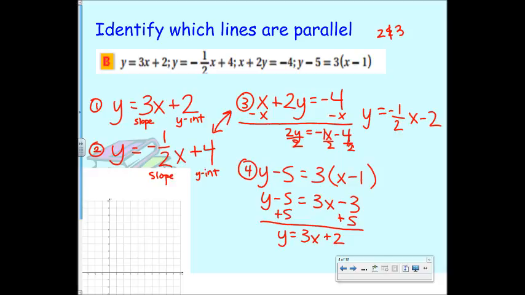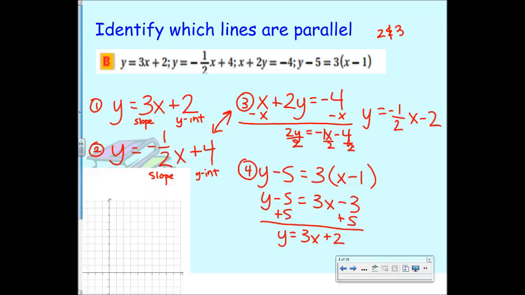I want to say 1 and 4, but there's a problem. The y-intercept can't be the same. So are those parallel? No. They are actually what? Coincident lines. They're actually right on top of each other. So these are not parallel. So the only lines that were parallel were 2 and 3.